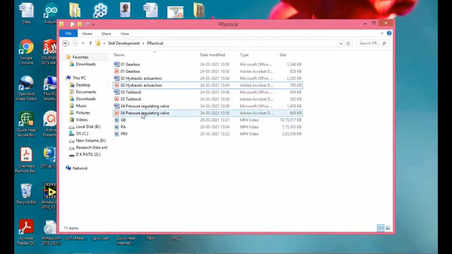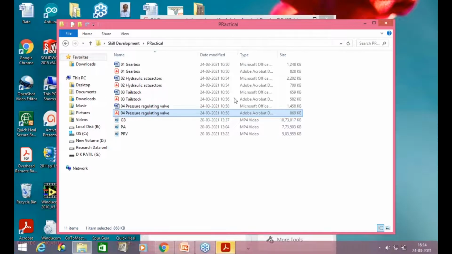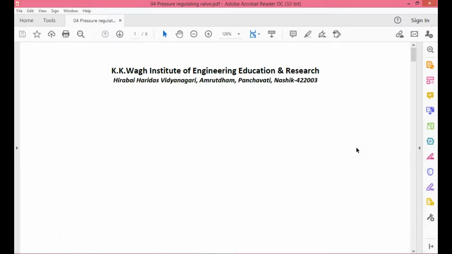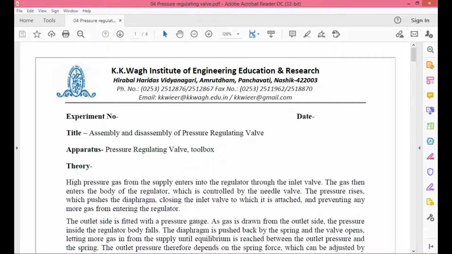Okay, then here coming to the pressure regulating valve, PRV. Pay attention here, pressure regulating valve. The experimental title is Assembly and Disassembly of the Pressure Regulating Valve. So here the apparatus is PRV, pressure regulating valve, right? With the toolbox.